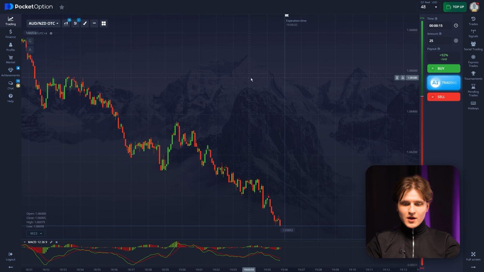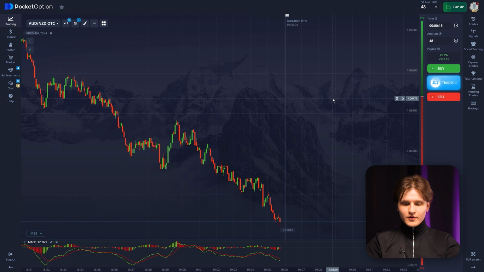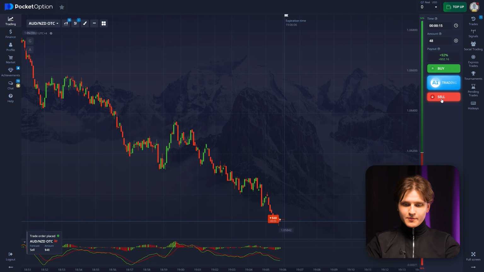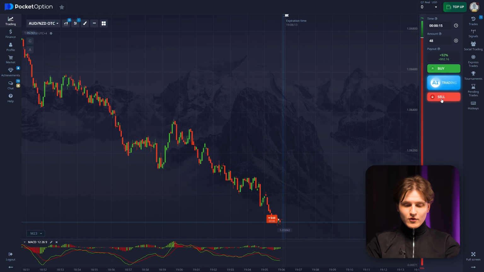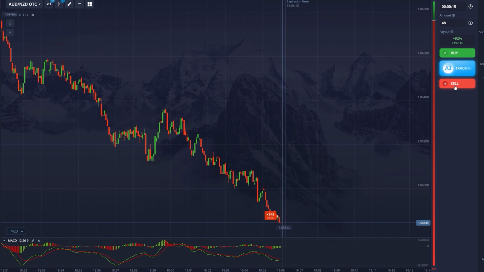I'll move on. Here we see a strictly downward movement. Because of this, I open a position down for the continuation of the downward movement and wait for the end of the trade. The indicator also highlights this to me.